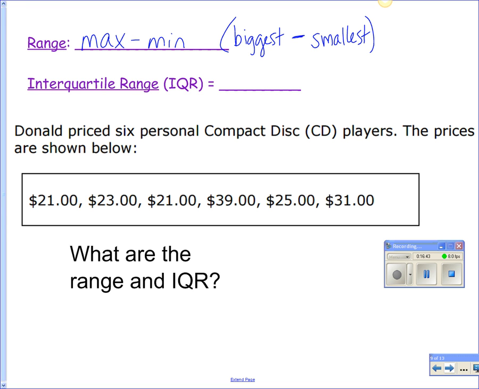The interquartile range sounds big and scary. It's not. It's the third quartile minus the first quartile, which the calculator will give you, and we'll talk more about what that means tomorrow. So the range is the maximum minus the minimum. So a range is like how spread out it is. So you take the highest minus the smallest. The interquartile range is like the middle piece of it. Third quartile minus Q1. Okay.